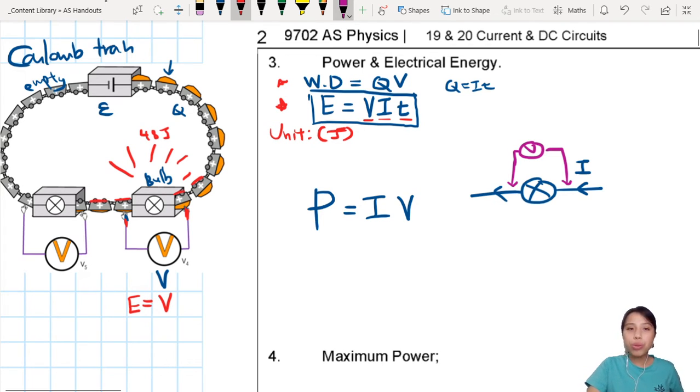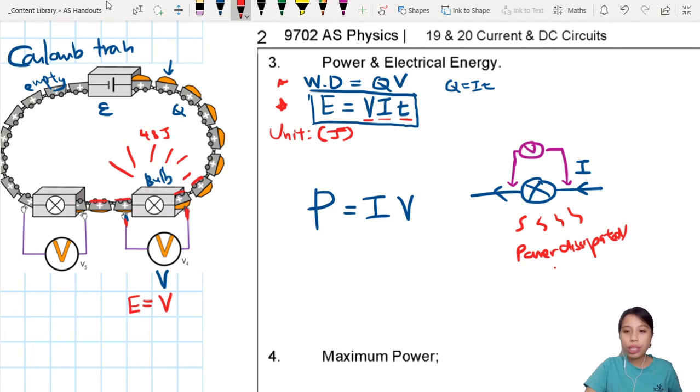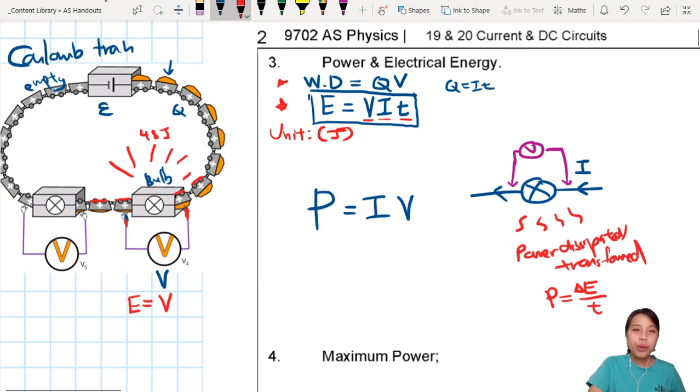And that corresponds to how much power is dissipated, or power transformed. If you're wondering, Miss, how different is power from energy? Well, power is just energy over time, change in energy over time. So yeah, the only difference is time. Okay, so if I do P equals IV, you can actually link both of them. Okay, so where do you get this P equals IV from?